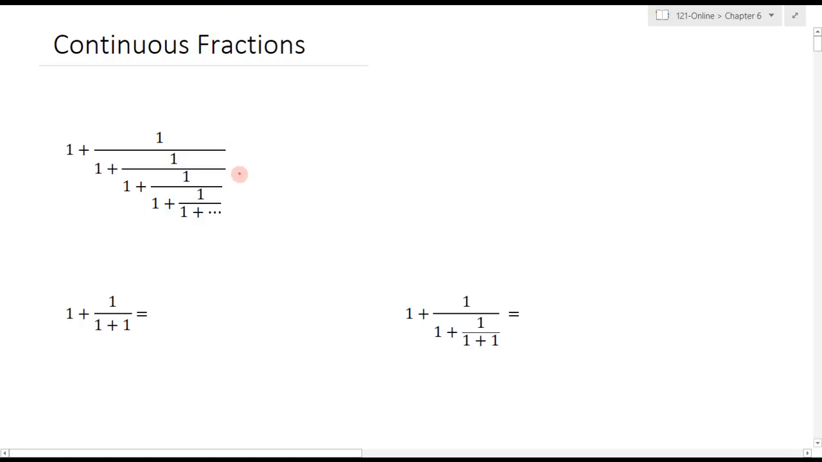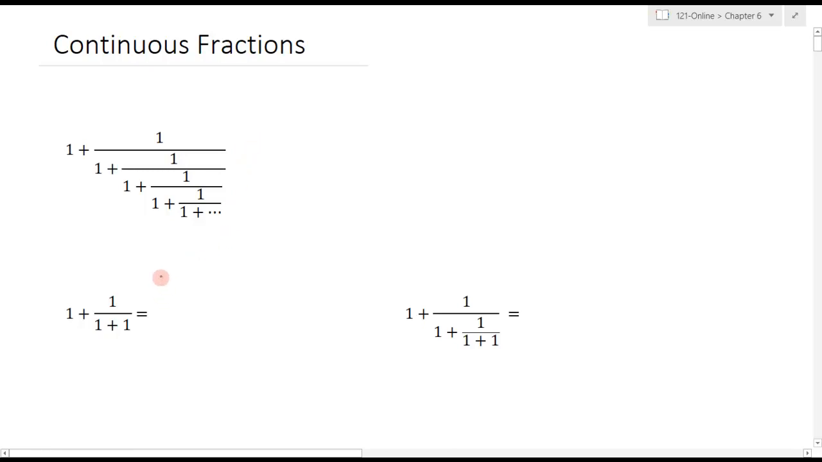Hi everybody, we've been talking about complex fractions, so I thought I'd spring this one on you. This is the ultimate complex fraction, actually called a continued fraction: 1 plus 1 over 1 plus 1 over 1 plus 1 forever. And you think, wow, that's a very interesting fraction. I wonder if it equals anything.